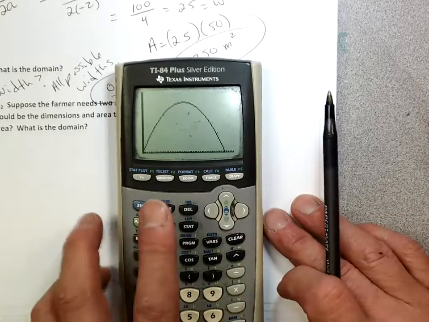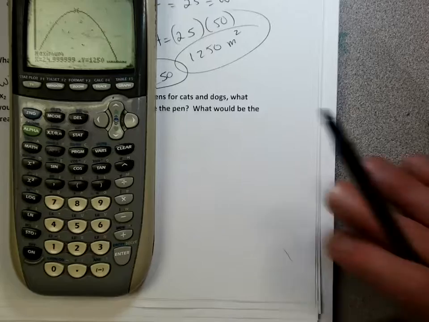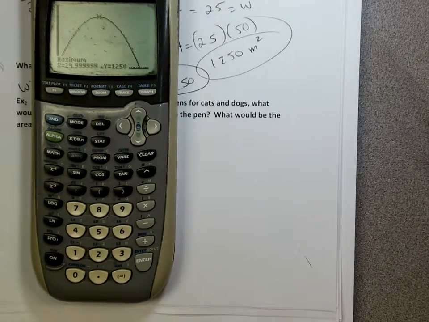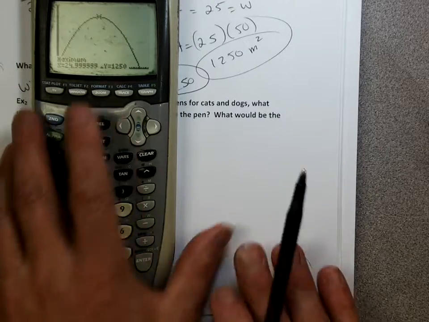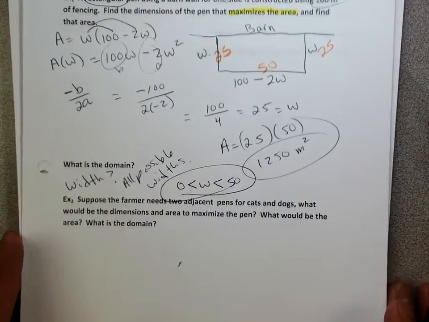Enter guess. Let's see what the calculator does. Calculator agree with me? Heck yeah. Of course, it goes 24.9999999, which is pretty much 25, because remember the calculator never does math. It just looks for answers, right? Okay, thumbs up on that problem. Not too bad. Okay, let's look at example 2.